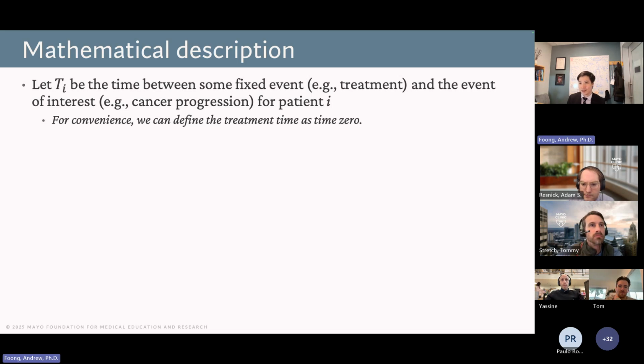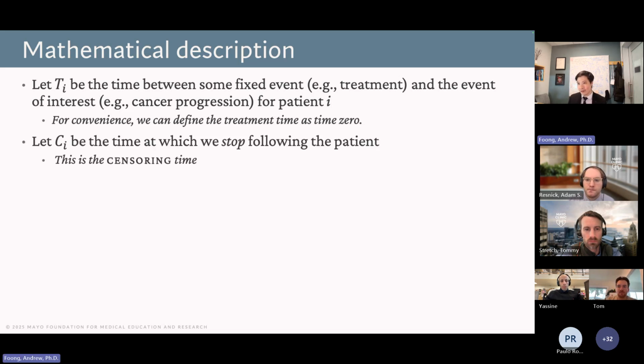So to make this precise, let's mathematically describe what we're interested in. Let's denote by T_i the time between some fixed starting date, which is probably some kind of treatment, and the event that you care about, for example, cancer progression. So you treat somebody and you want to know after treatment how long does it take for their cancer to progress. I'm going to index it by i. i will be the ith patient in the cohort. For convenience, we can always set the treatment time as 0 for that patient. So if T_i is 1 year, that means they were cancer-free for 1 year and then they progressed.